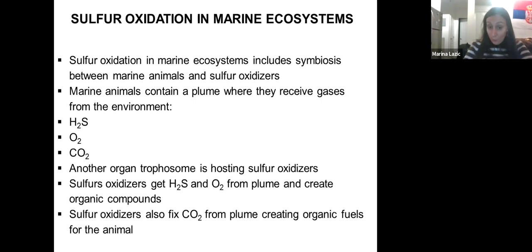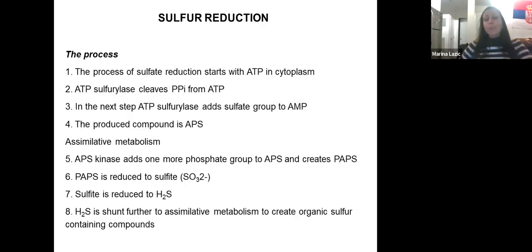In another organ, the trophosome, there are bacteria, sulfur oxidizers, that will use everything that the plume picked up from the environment. So they have an electron donor, hydrogen sulfide. They have oxygen picked up again in the plume, so that's the electron acceptor. And the sulfur oxidizers also fix carbon dioxide, and they create organic fuels for the animal. So the animal picks a food source for microbes, and microbes are giving them another food source. So it's like an exchange. Really cool.